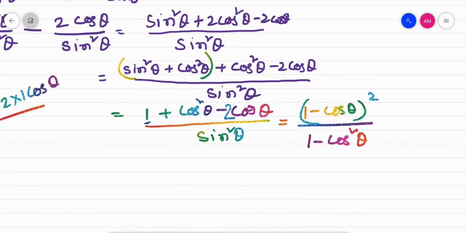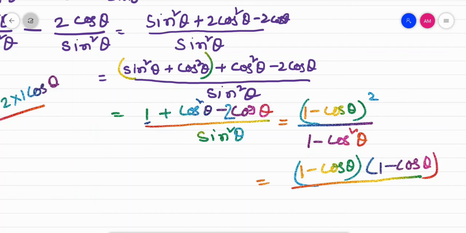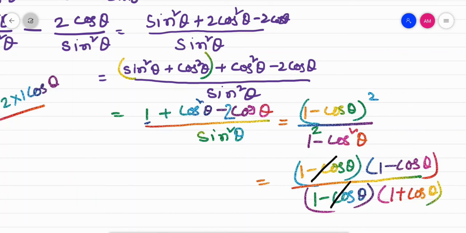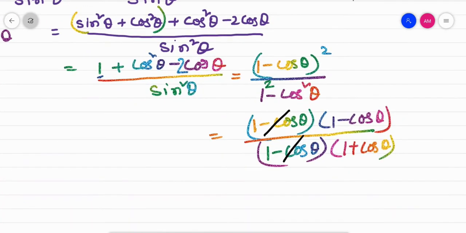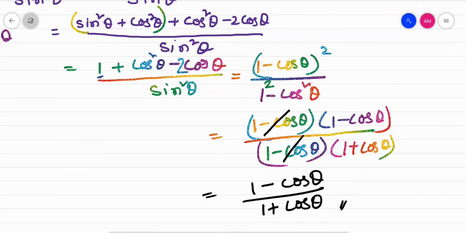Now again you try to take care here. 1 minus cos theta whole square can be written as 1 minus cos theta multiplied by 1 minus cos theta, and 1 minus cos square theta, this is a square minus b square again, so you can write a minus b into a plus b, 1 minus cos theta into 1 plus cos theta. Now 1 minus cos theta, 1 minus cos theta can be cancelled. So you will be left with 1 minus cos theta by 1 plus cos theta. So this is how you can come to the required answer.